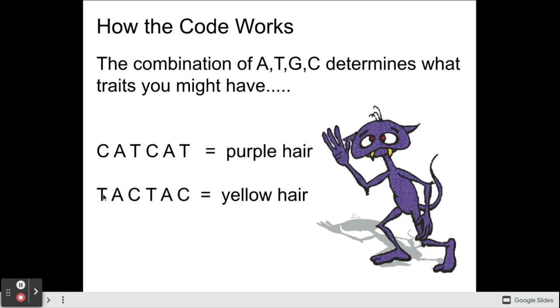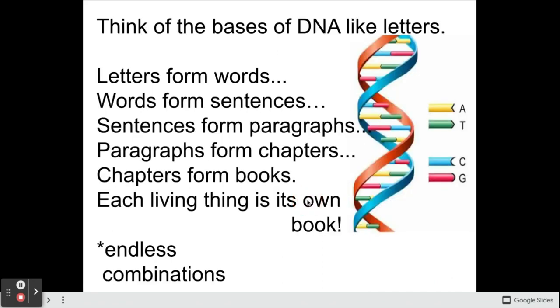However, if it said TAC, TAC, maybe it would give it yellow hair. So depending on how the letters are sequenced, depending on the order of those bases, you're going to get different traits. And so that relates back to the genetics unit that we were talking about previously.